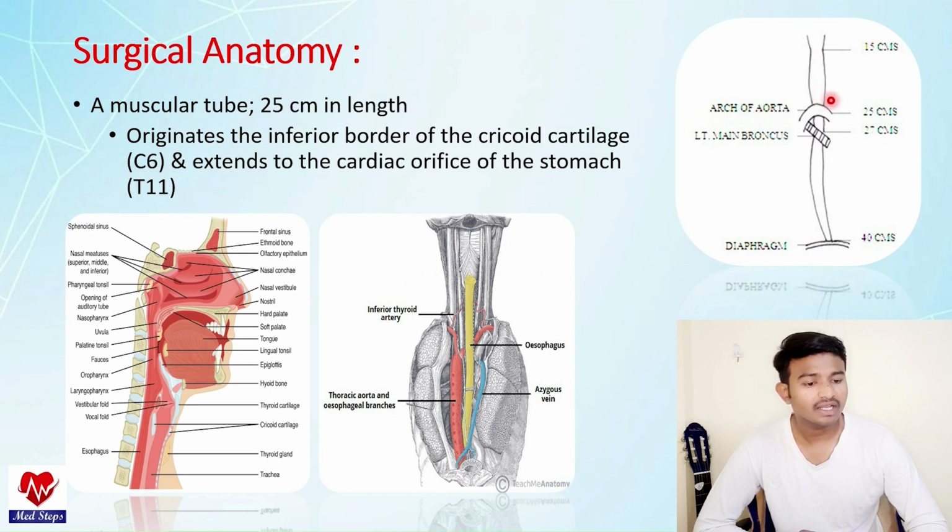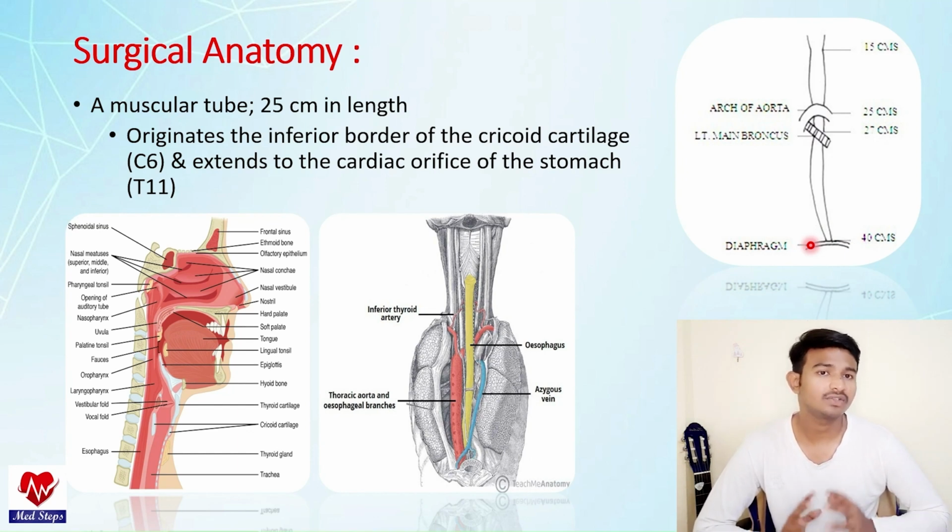Then at 25 centimeters, you will get the arch of aorta. At 27 centimeters, you will get the left main bronchus. At 40 centimeters, at the T11 level, you will get the diaphragm. At the diaphragm, we call it the cardiac orifice. In that area, you will get the lower esophageal sphincter. This lower esophageal sphincter is physiological and involuntary. Right?